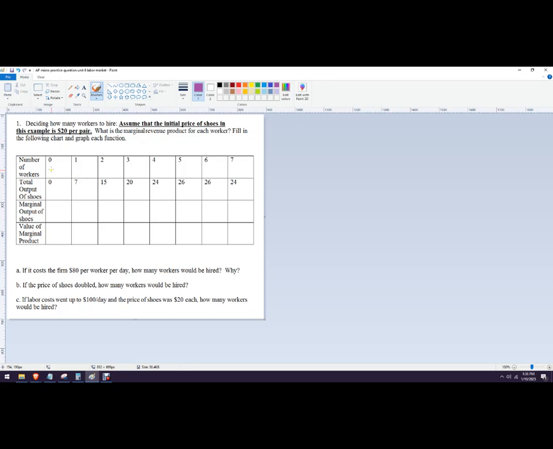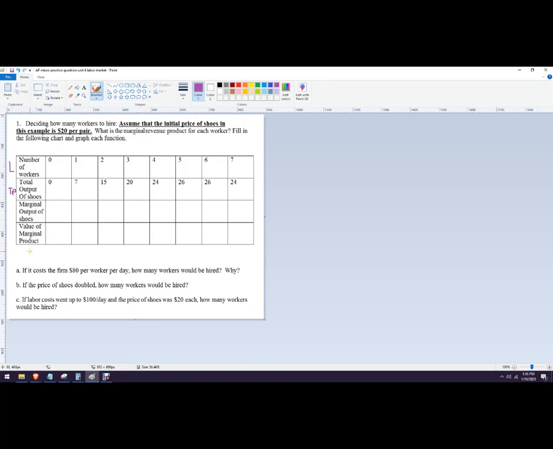The chart looks a little different. It's horizontal instead of vertical. Number of workers is right here. That could also be called L sometimes. Output could be called total output, or sometimes it's called total product. Marginal output of shoes, this is sometimes called the marginal product of labor.